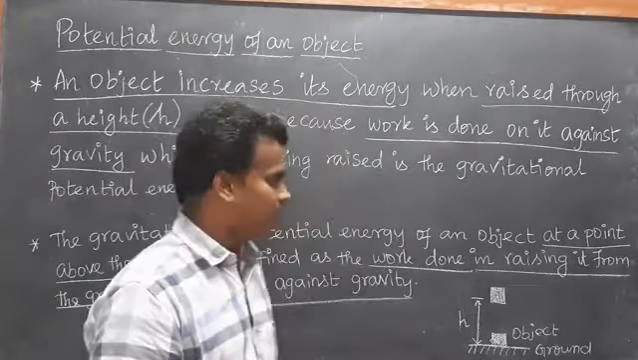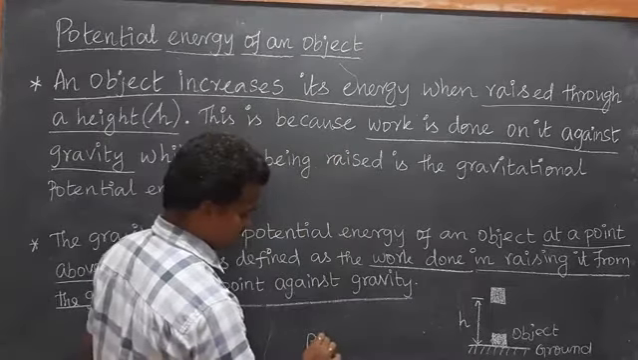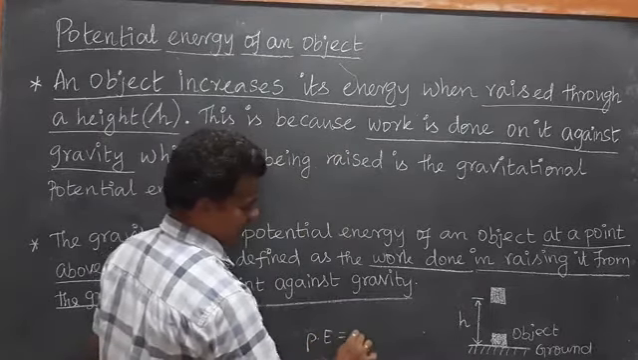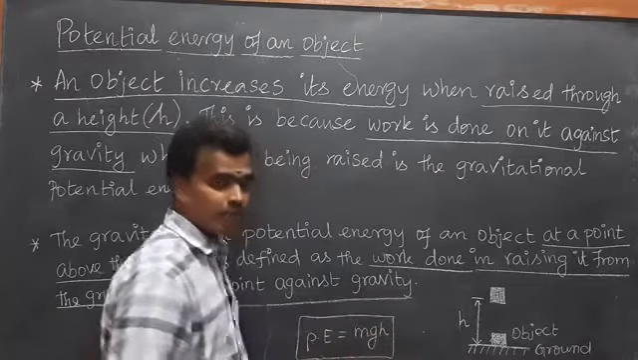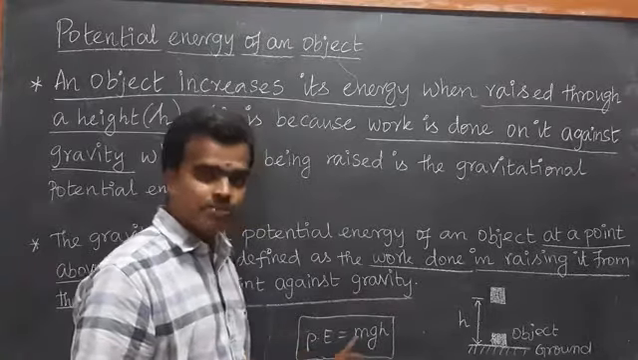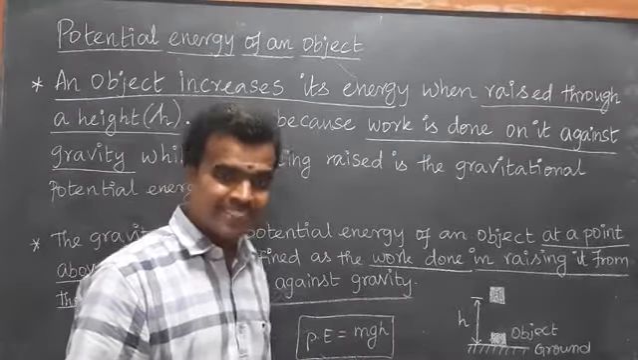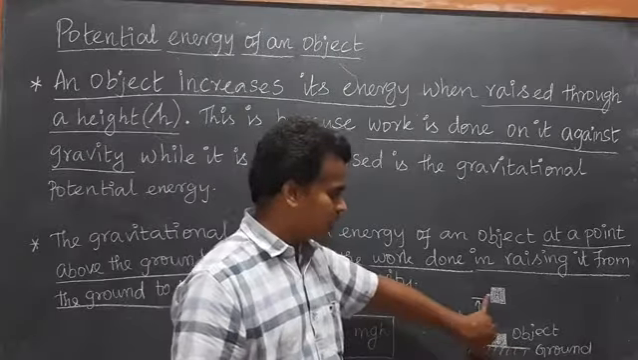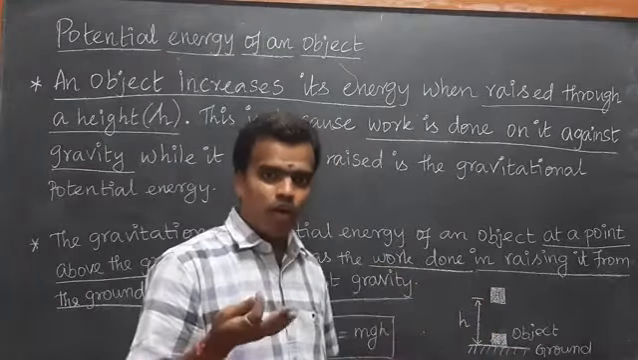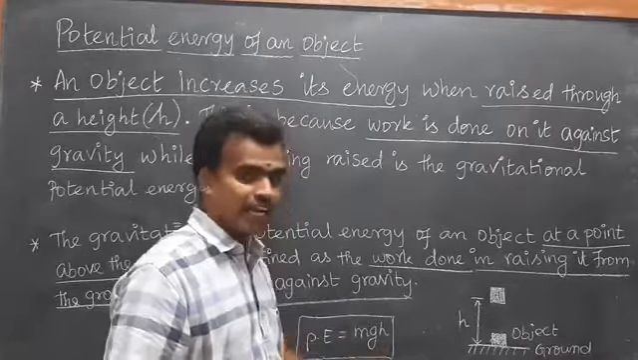In general, we can write the formula for potential energy. Potential energy is equal to mgh. This is the formula for potential energy. Potential energy is equal to mgh. Here m is the mass of the object, g is the acceleration due to gravity, and h is the height. How much height we lifted that object against gravity, that is h, the height of the object, right?